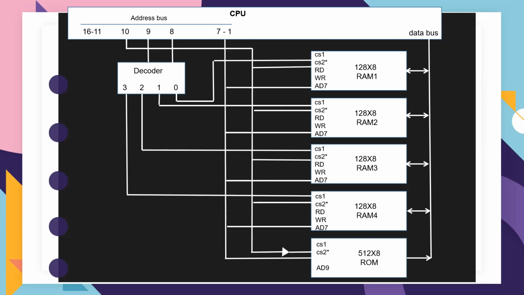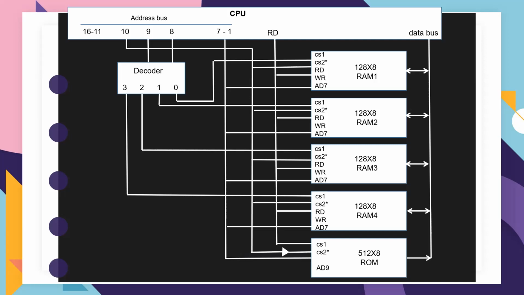Now coming to the read and write pins, the read output from the microprocessor is applied to the input of each RAM chip for the read operation, and the CS1 of the ROM chip is connected to the RD control line to enable it during the read operation. Only during the read operation, the RD bar is connected to the CS1 line of the ROM chip.